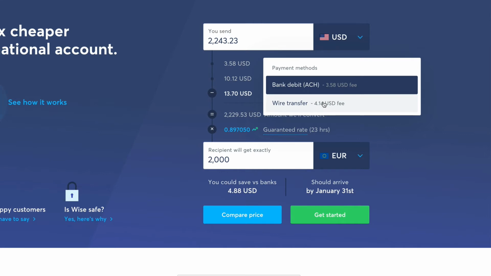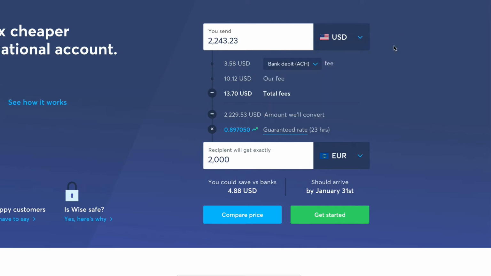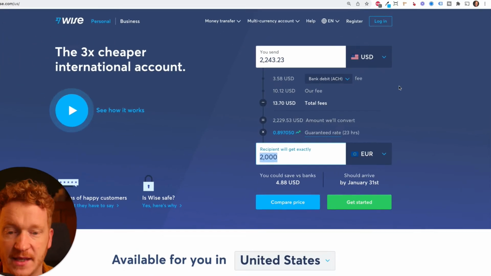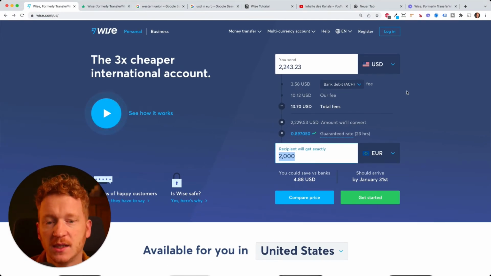And the mechanics are, you send the money to Wise. For example, you wire transfer the money to their bank account. And once the money is received by the system of Wise, then they will issue, in our example here, the 2,000 euros to the recipient in Europe. For example, me in this case. And then the money gets transferred abroad. And this is how their service in essence works.